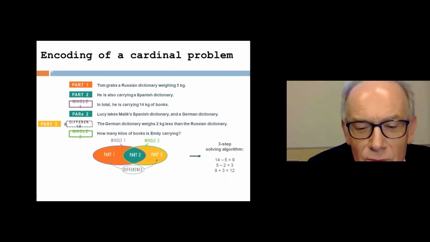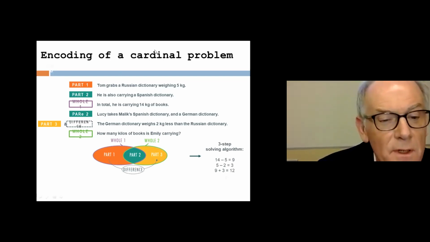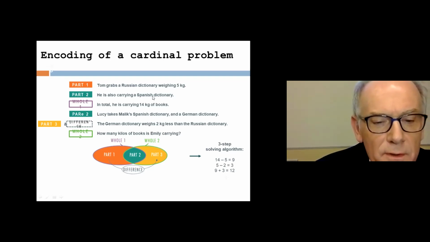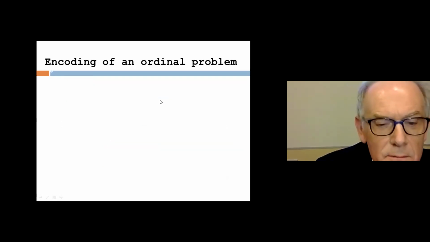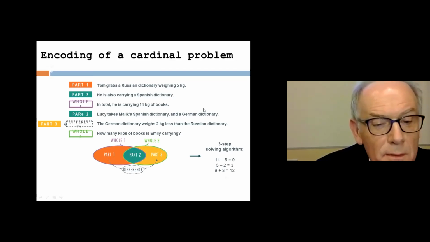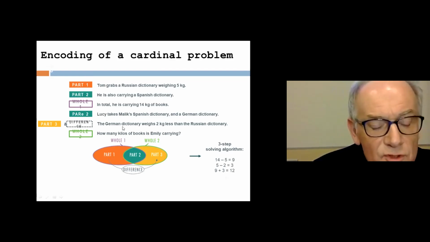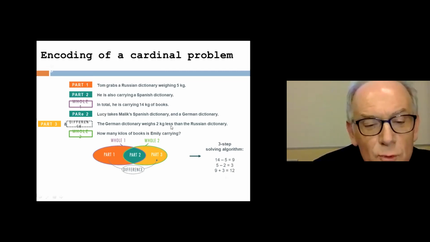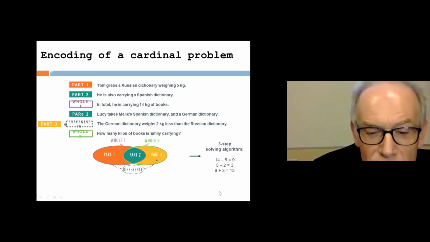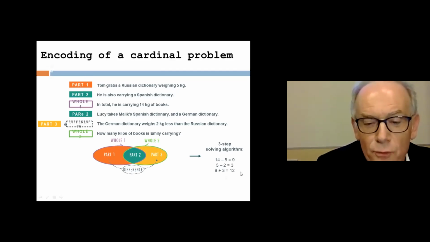Most of the people tend to solve this kind of problem in the following way. They first compute 14 minus 5 to get the weight of the Spanish dictionary. So you get 9. Then you come to Lucy, who has the same Spanish dictionary, so you know that it weighs 9 kilos, and then she has a German dictionary which weighs 2 kilos less than the Russian dictionary. So the Russian dictionary, 5, minus 2 equals 3, and then you compute the total: 9 plus 3 equals 12.